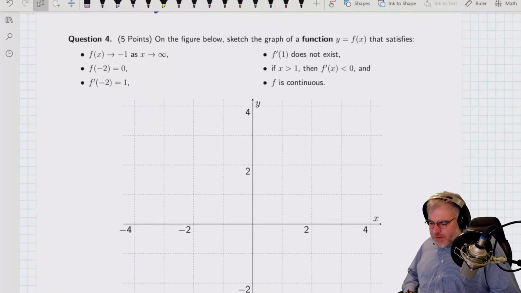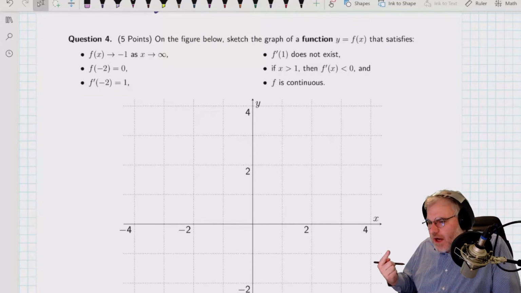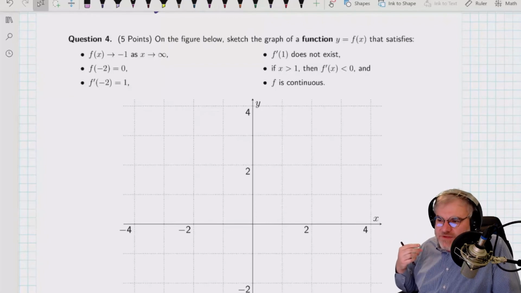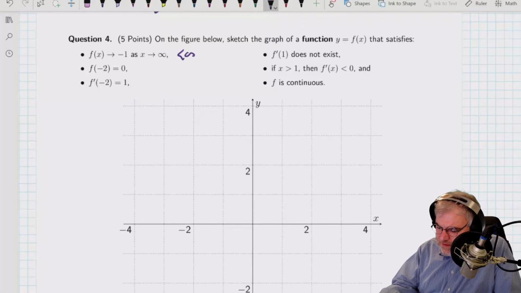All right, this beautiful graph. Remember, I'm going to do it in 3 steps. The first thing I'm going to do is figure out what the heck it's saying and make notes. The second thing I'm going to do is draw it. And the third thing I'm going to do is check to make sure I did everything. Okay, so this first condition says that as x goes to infinity, f of x goes to -1.